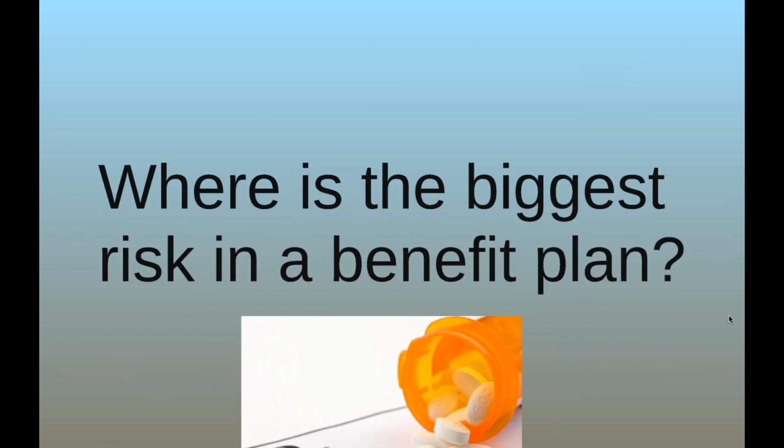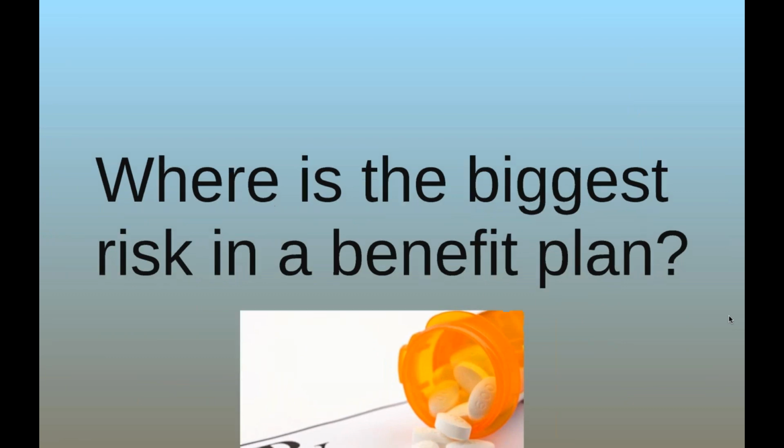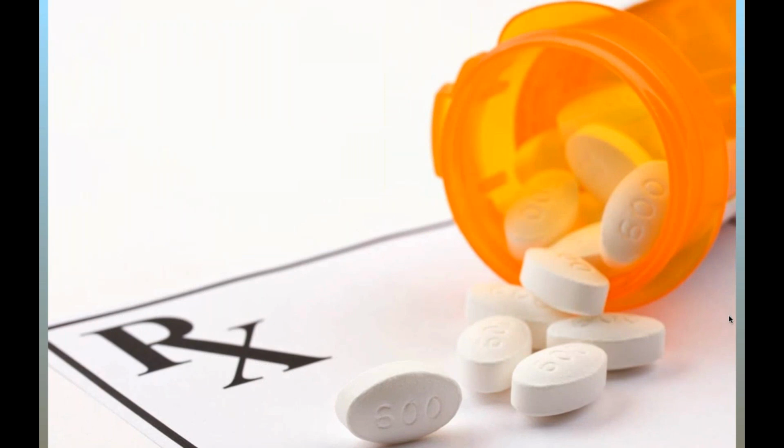So, in talking about risk mitigation, where's the biggest risk in a benefit plan? Well, the biggest risk that we are seeing out there for sure is drugs. So we're talking about risk mitigation with the different groups within the groups. What are we talking about? The biggest area of risk is in drugs. And this is something that's relatively new over the past 30 years or 50 years.